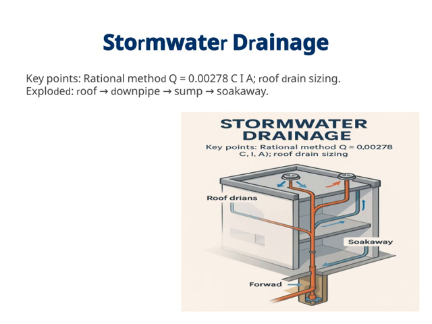Now, shifting focus to roof drain sizing, it's essential that we size these correctly to handle the expected flow. The process typically involves an exploded view, starting with the roof, which collects the water, then directing it through a downpipe. From there, the water flows into a sump, which acts as a collection point, and finally, it's channeled into a soakaway where the water safely infiltrates into the ground.